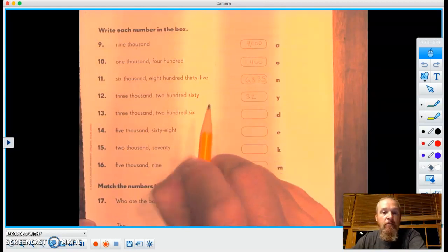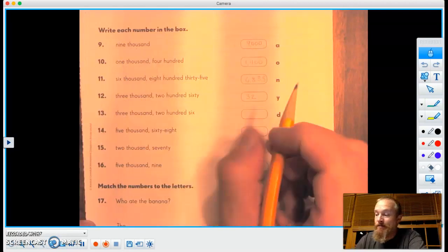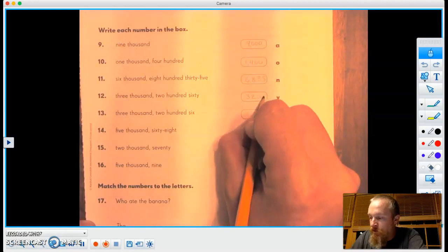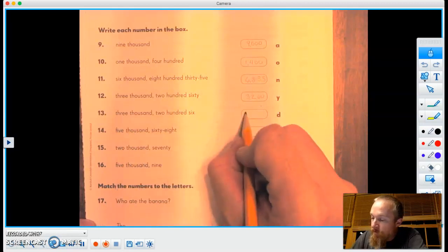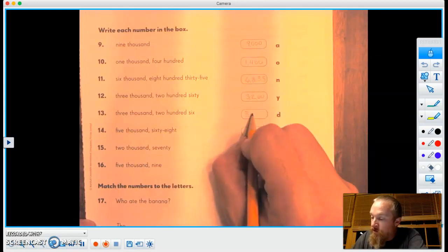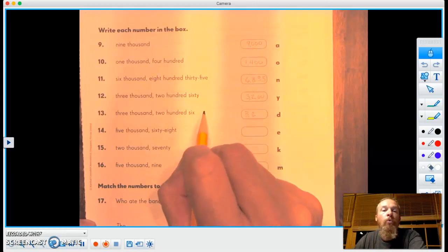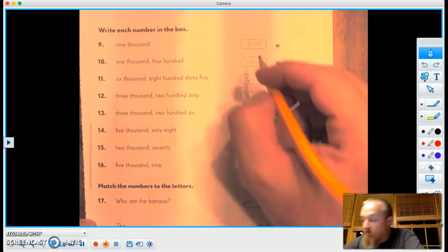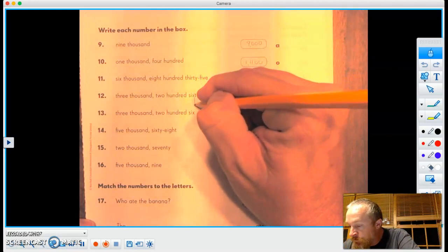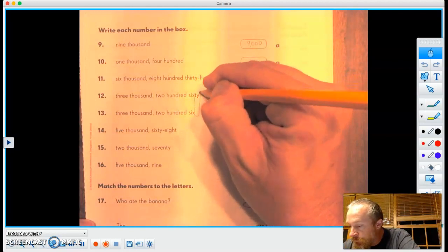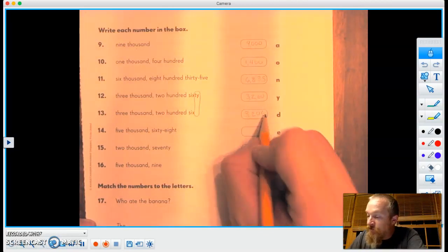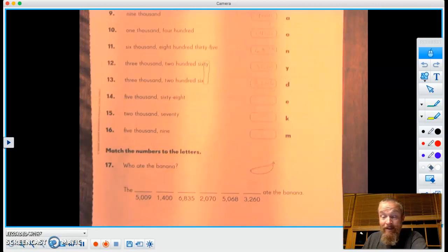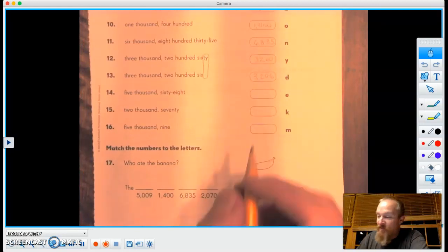3,260. Now be careful, that's 60 as in 60, right? 30, 40, 50, 60. 3,206. Ooh, that's tricky. Look at that. This right here is the only thing different in those two numbers. But this is 206 for this one. The other one's 260. Oh, that's tricky.